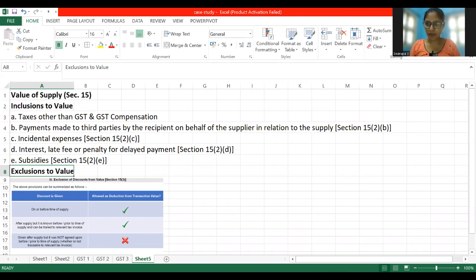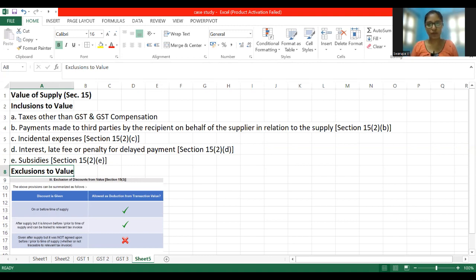Other than the consideration paid and payable, there are few items which have to be included in the value to arrive at the taxable value. That is taxes other than GST, then payment made to third party on behalf of the supplier, any incidental expenses relating to the supply, interest, late fee, penalty for delayed payment, subsidies other than government subsidies.